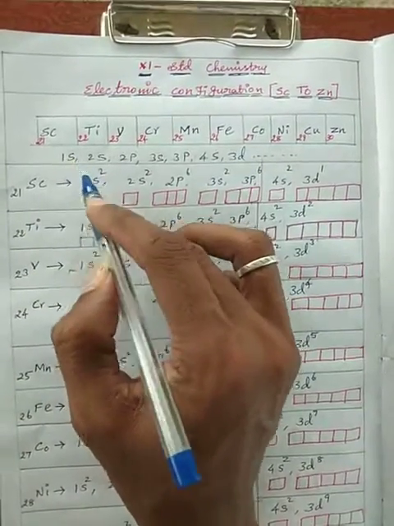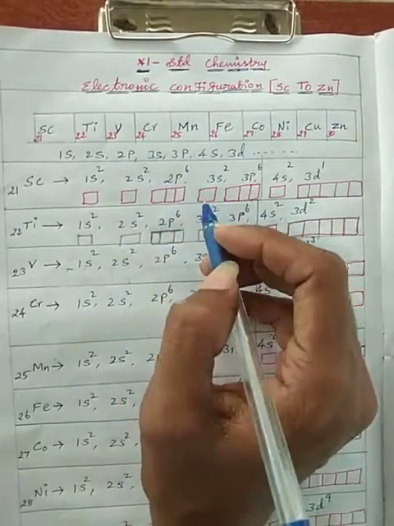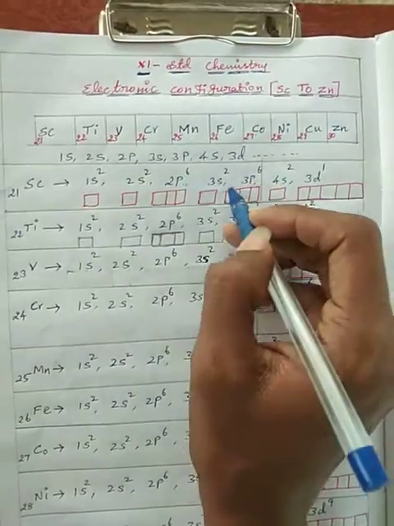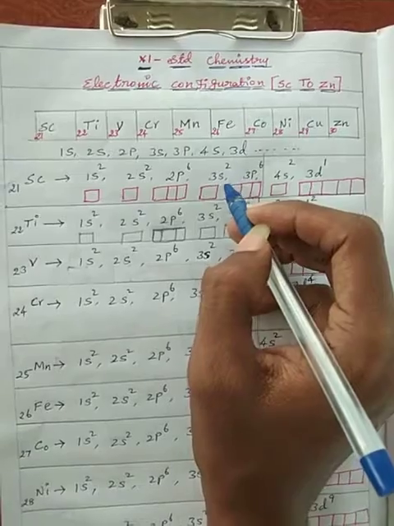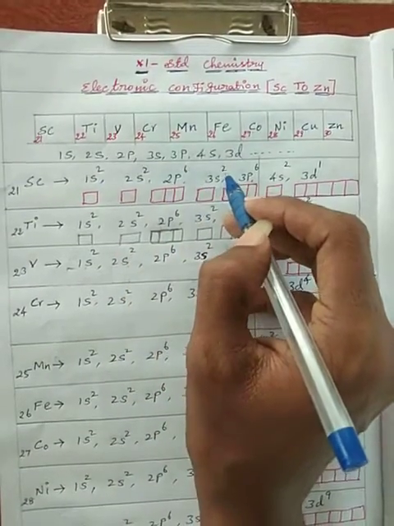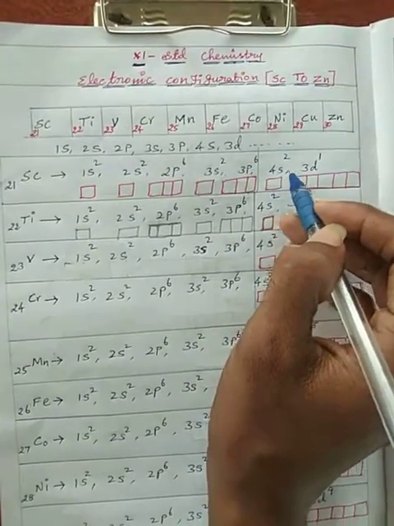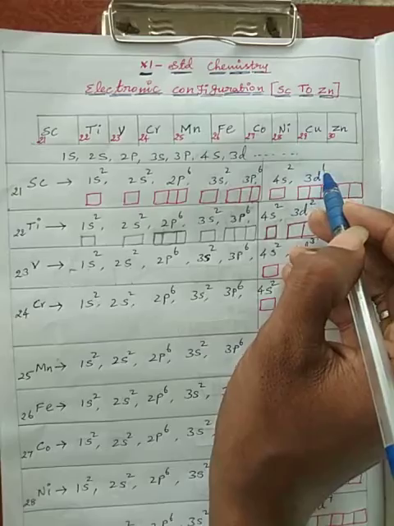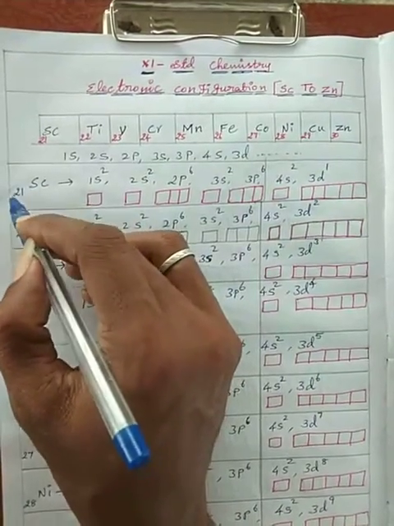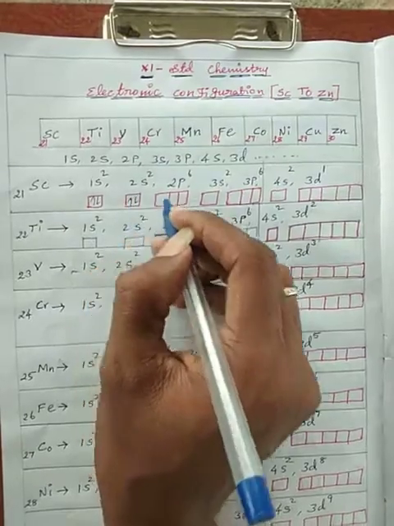You fill in the order 1s2 2s2 2p6 and 3s2 3p6. How many electrons are filled? 2, 2, 6 is 10, 12, 18 complete, then 4s2 makes 20 and 3d1 makes 21. So for atomic number 21, the subshells are completely filled.